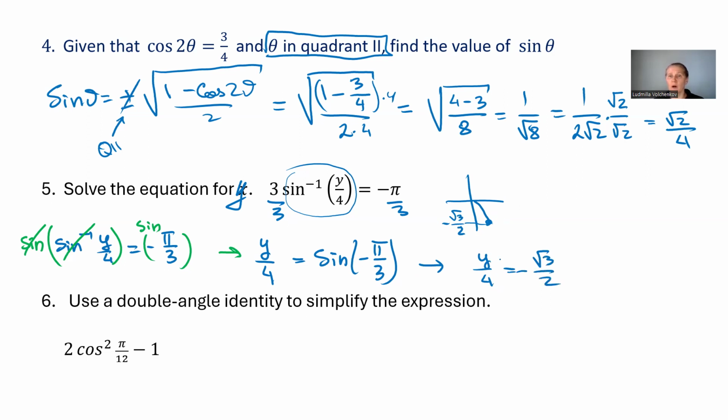To solve for y, let us multiply by 4 on the left and on the right. And we receive that y equals negative 2 square root of 3.